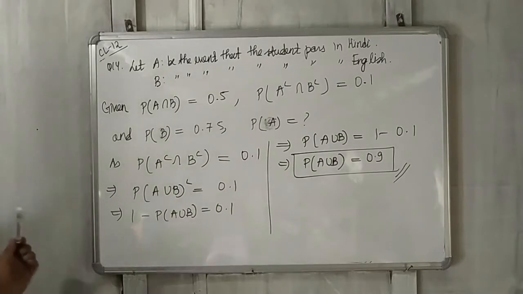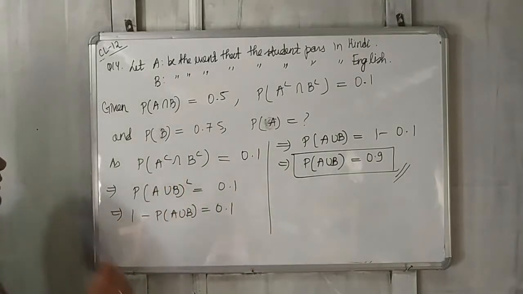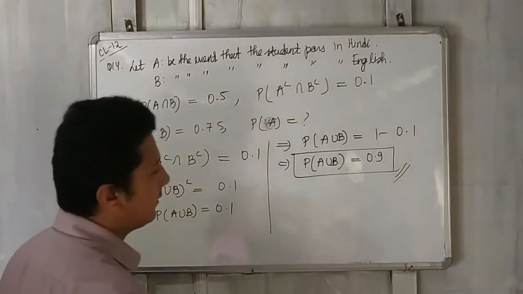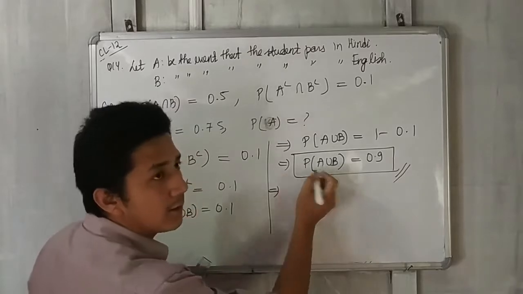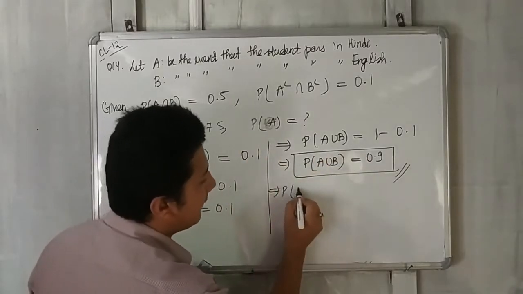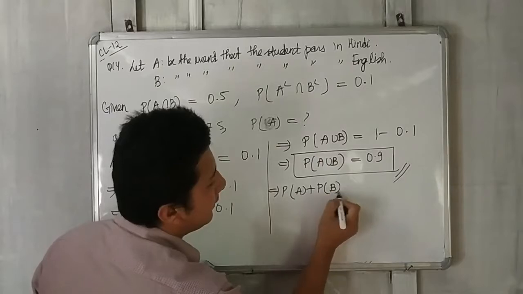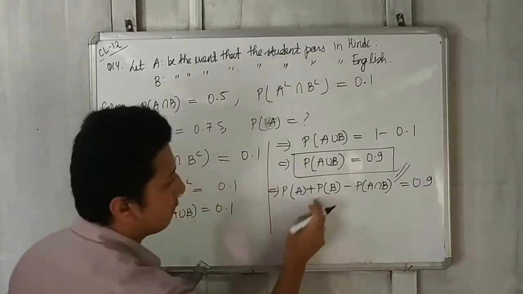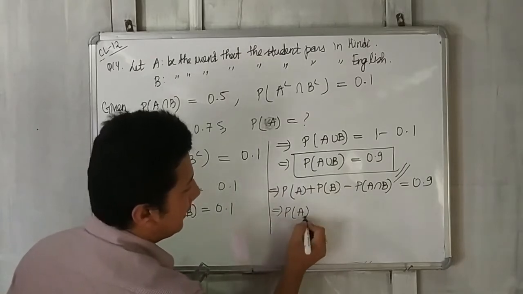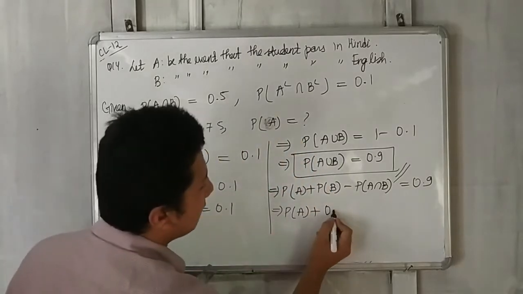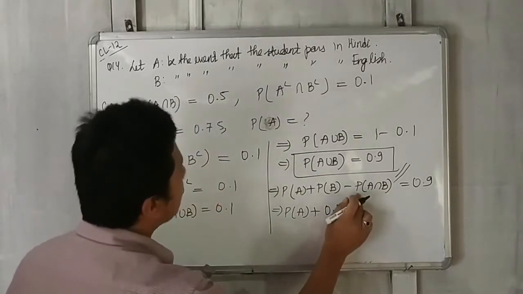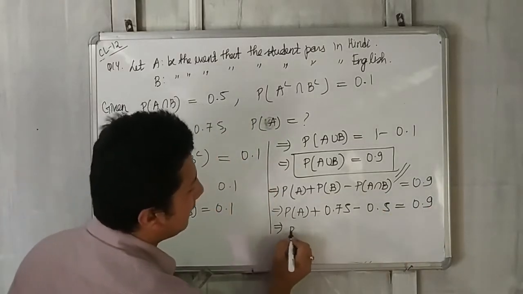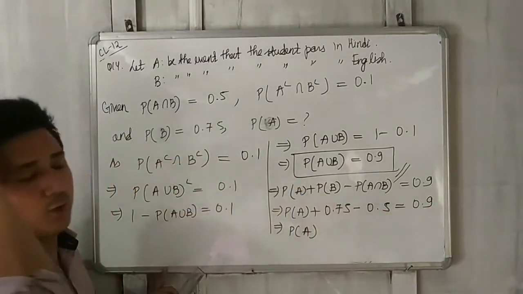So I got the value for the union, I know the value for the intersection, and I got the value for P(B). Therefore, can I find P(A)? Alright, from here only we'll find. We got the value for P of A union B. Let's use the formula: P of A plus P of B minus P of A intersection B is equal to 0.9. P(A) I need to find, P(B) I know the value 0.75, and P of A intersection B is 0.5.